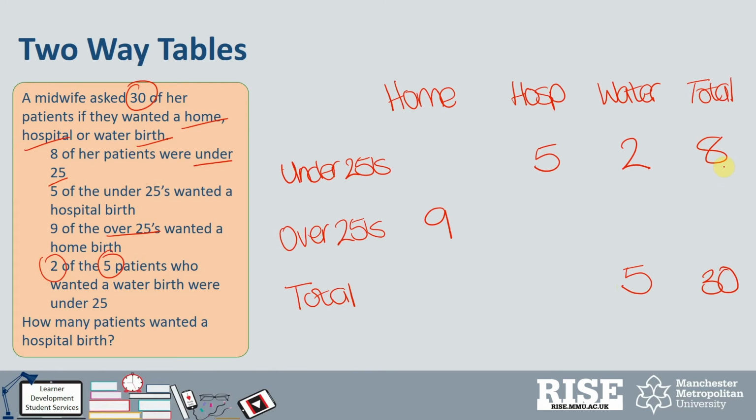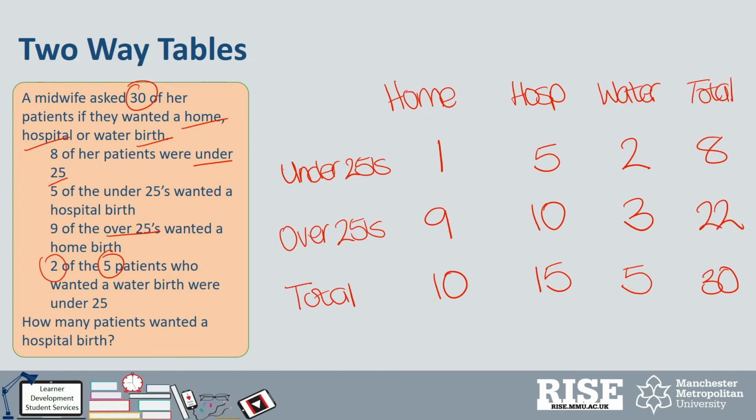If there's 8 people in total in the under 25s column, 2 in the water and 5 in the hospital, that means 1 wanted a home birth. Now I know that the total for home must be 10, 1 plus the 9. If there's 10 wanting a home birth, 5 wanting a water birth, and 30 in total, it means 15 must want a hospital birth. Now I can work to fill in these blanks.